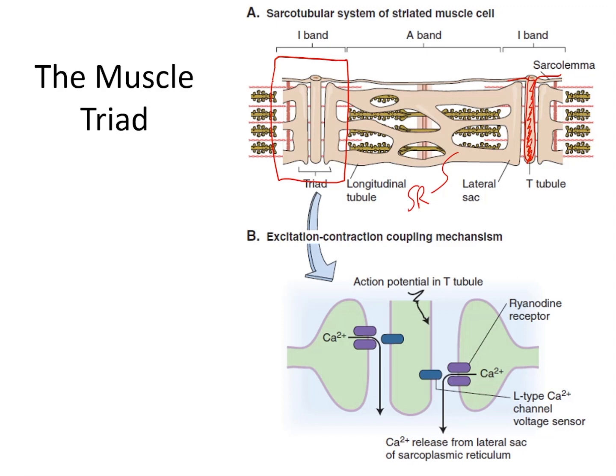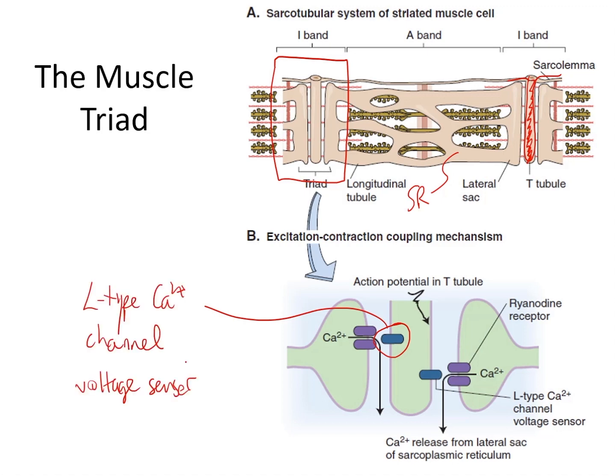Action potentials in the T-tubules induce calcium release from the lateral sacs. The calcium release mechanism involves voltage sensors in the T-tubule membrane. That voltage sensor is actually an L-type calcium channel, but note calcium is not flowing into the cell from the extracellular fluid here. The calcium channel is simply donating its voltage sensing elements to this mechanism. The voltage sensors respond to depolarization in the T-tubules with a conformational change that results in opening of calcium release channels here in the sarcoplasmic reticulum, known as the ryanodine receptors.